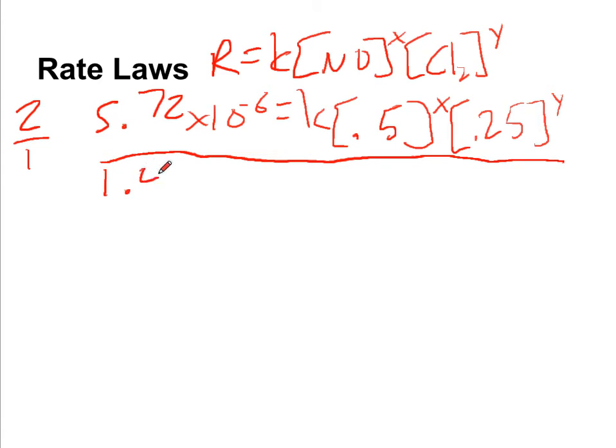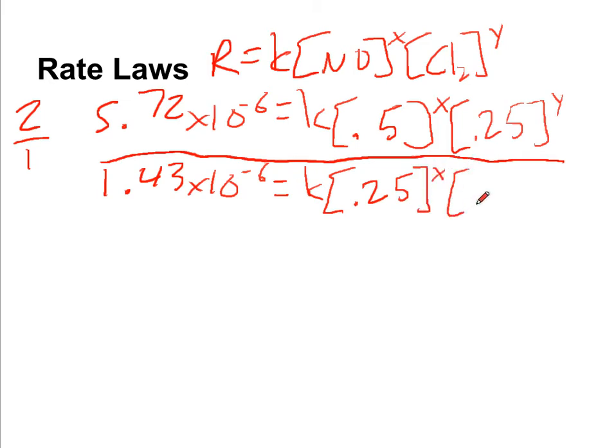The rate was 1.43 times 10 to the negative 6th, our rate constant. In this one, the concentration for NO was 0.25 to the x, and the concentration of Cl2 was 0.25 to the y. Now again, we can cancel out the rate constant, we can cancel out the Cl2 term. Now we need to simplify things. So if we divide 5.72 times 10 to the negative 6 divided by 1.43 times 10 to the negative 6, we'll end up with 4.